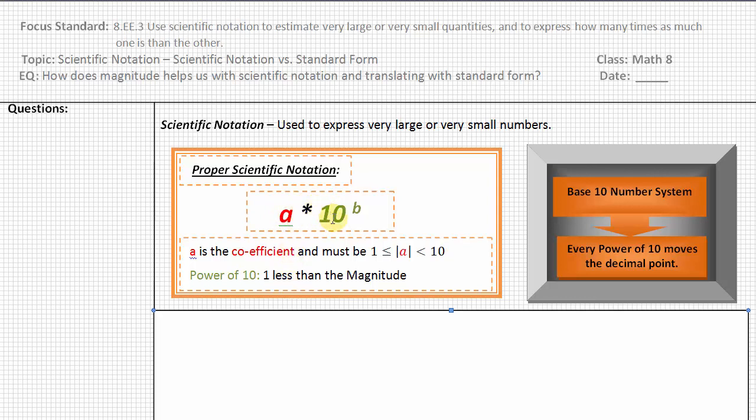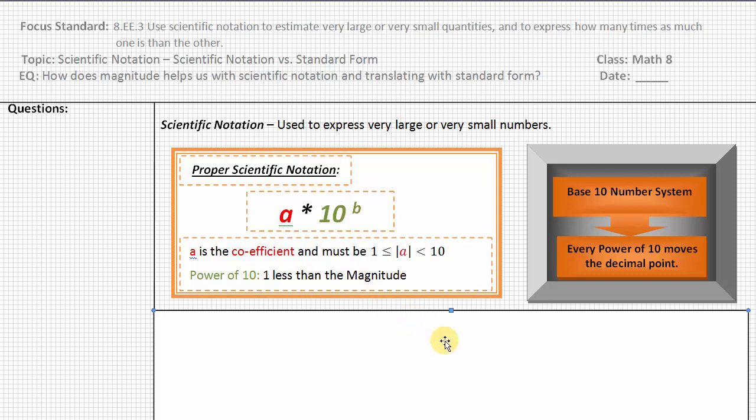And then we multiply that by the power of 10. Up until now, we've been using powers of 10 to estimate quantities. Now we're going to be more specific. So this power of 10 that we use in scientific notation is always going to be 1 less than the magnitude would be.